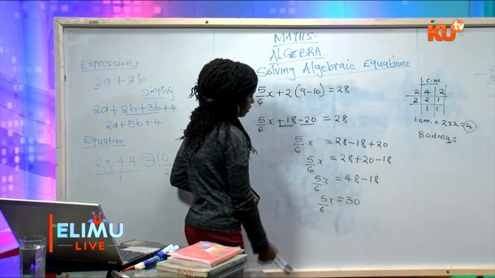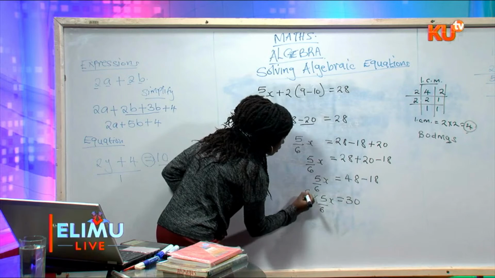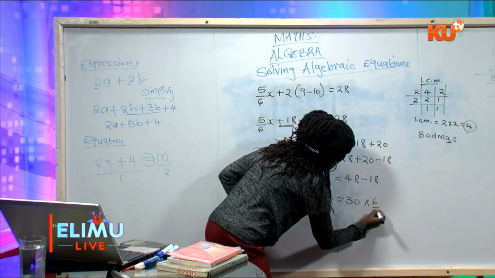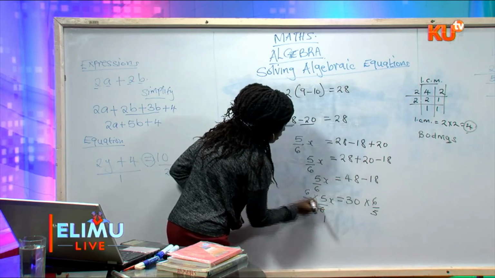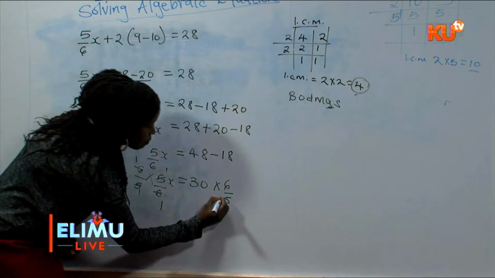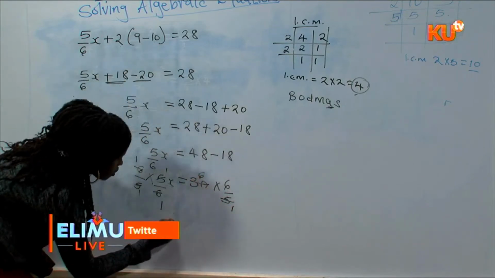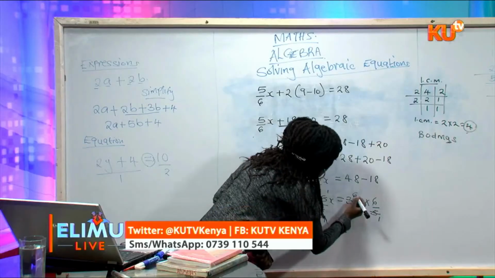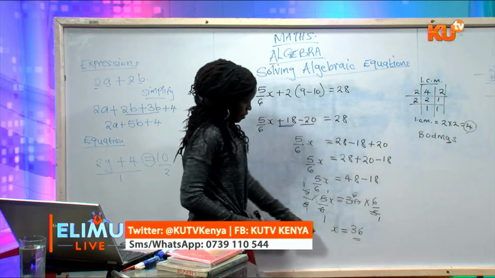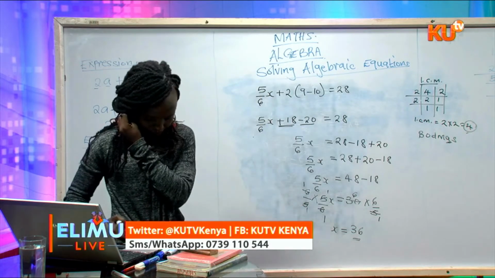So we get the value of x. To get it, we multiply both sides by the reciprocal here, 6 over 5. The other side by 6 over 5. By 6, 1, by 6, 1, by 5, 1, by 5, 1. Then by 5, 1, by 5, 6. So x is going to be 6 times 6, which is 36. So the value of our x here is 36. I hope you have had your question answered.